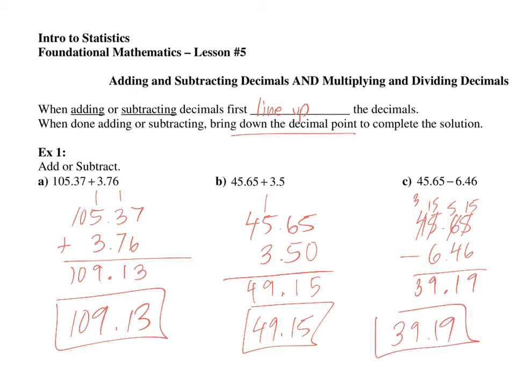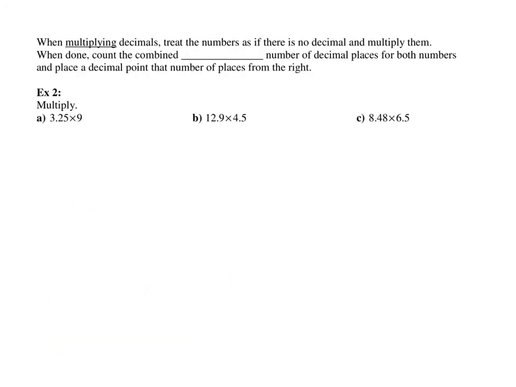Just be careful with your calculations. On to the next example. All right, when multiplying decimals, treat the numbers as if there's no decimal and multiply them. When done, count the combined number of decimal places for both numbers and place a decimal point that number of decimal places from the right. All right, so let's see how this works out.